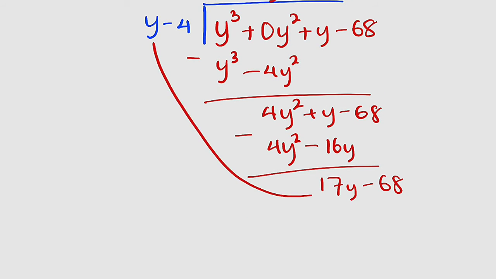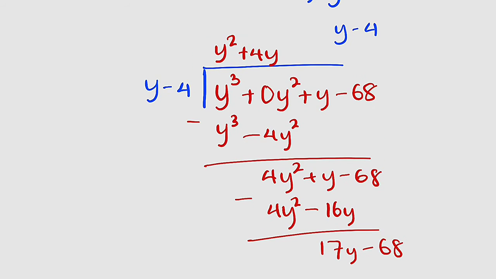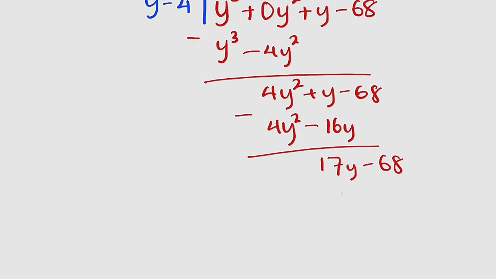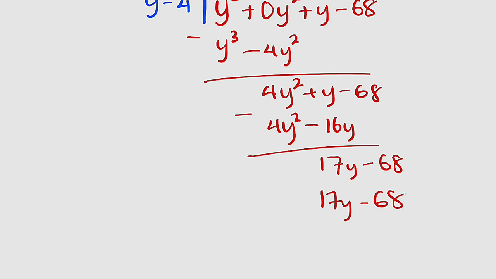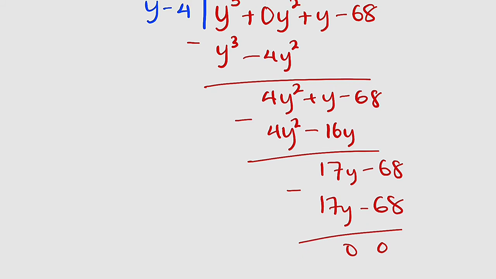Lastly, take y, plug it into 17y. It will go there exactly 17 times. 17 times y is 17y. Then 17 times negative 4 is negative 68. Subtract. This is 0, right? So once you get 0, you stop.